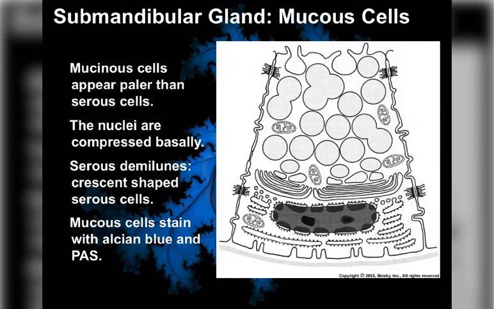Mucous cells stain with alcian blue and PAS stain, periodic acid Schiff. Eosin hematoxylin stain doesn't stain mucous cells. So we have two stains that highlight mucous cells: alcian blue and periodic acid Schiff, PAS stain.